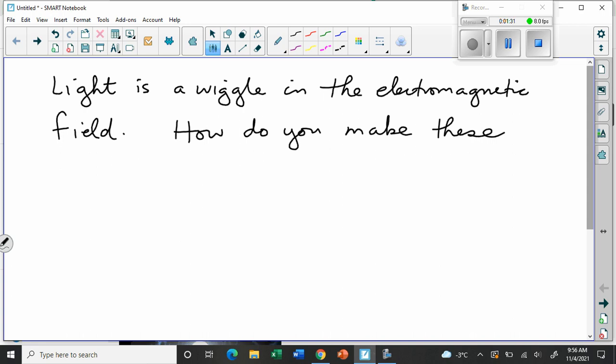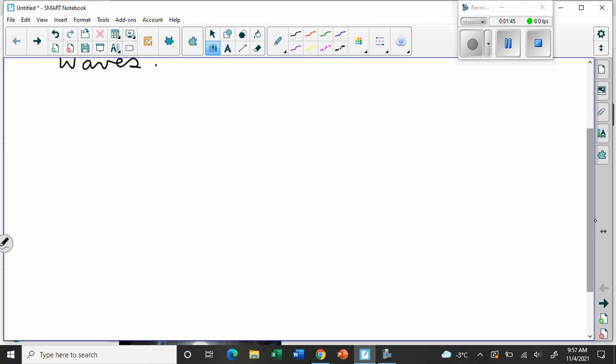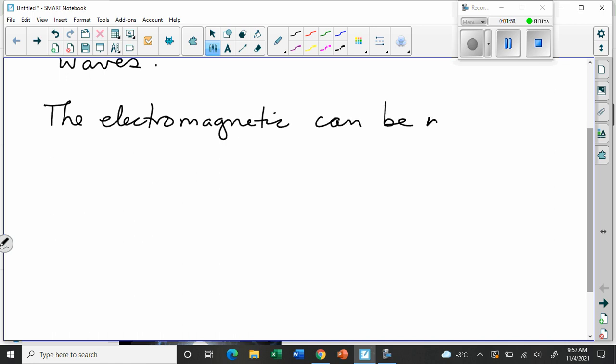So there's something weird about this field, because only certain things can make it wiggle. And that's what we're about to find out. And it's actually quite simple. The electromagnetic field can be made to wiggle or to vibrate. I'm going to use the word vibrate.